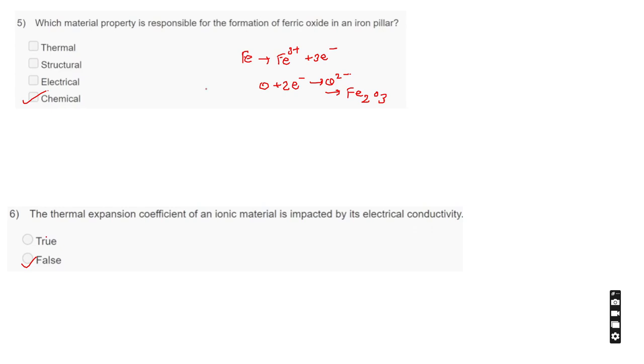Okay. So in a general sense, it's given iron pillar, that's why that's the answer. Otherwise we can make corrosion if you keep iron and water together. If you pass the electric current, it will happen. Yeah, understood.